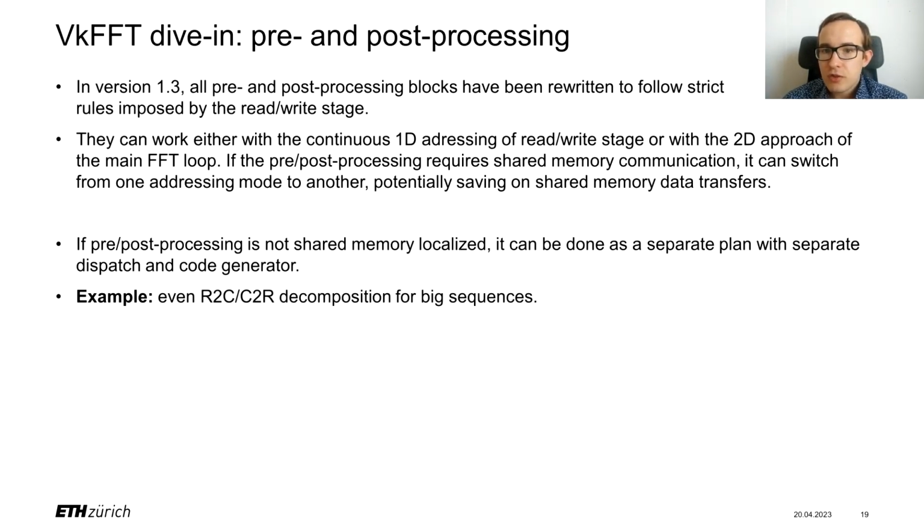Another big two stages of the VkFFT kernel are pre- and post-processing. In version 1.3, all pre- and post-processing blocks have been rewritten to follow strict rules imposed by the read-write stage. They can work either with the continuous 1D addressing of the read-write stage or with the 2D approach of the main FFT loop. If the pre- and post-processing requires shared memory communications, it can switch from one addressing mode to another, potentially saving on shared memory data transfers.